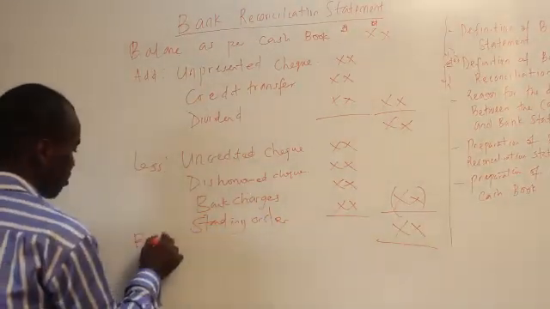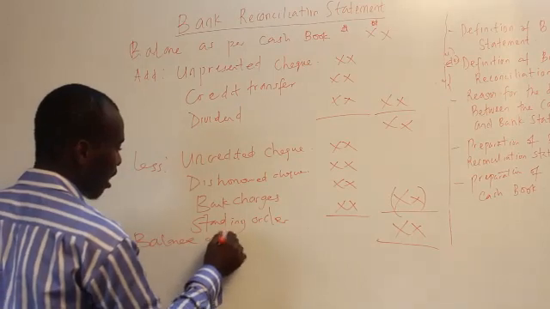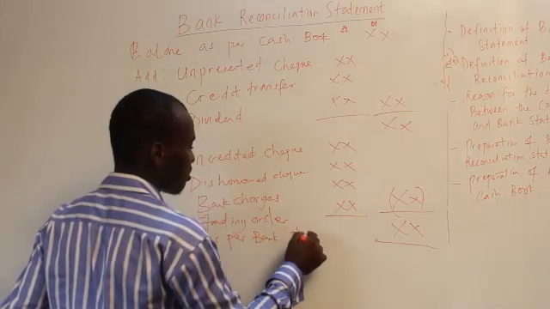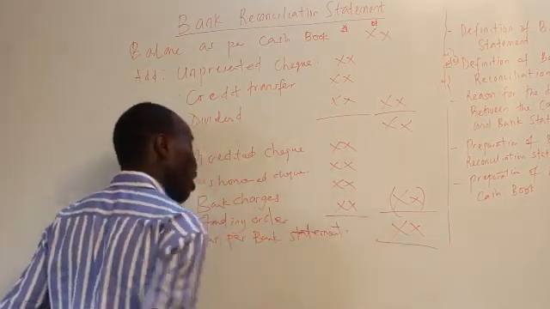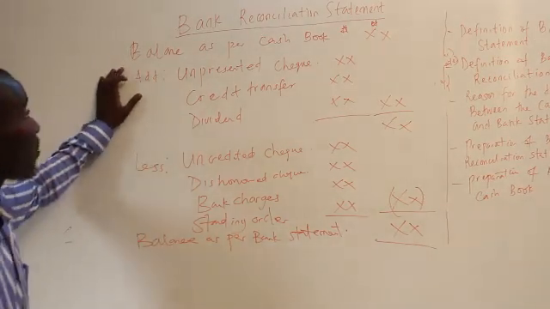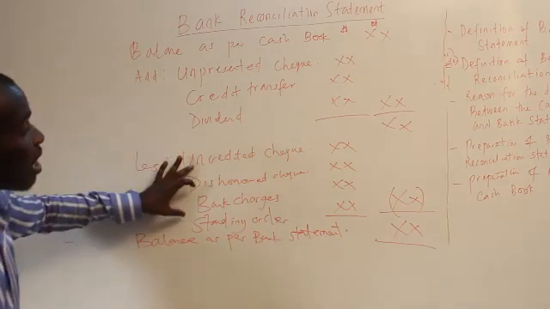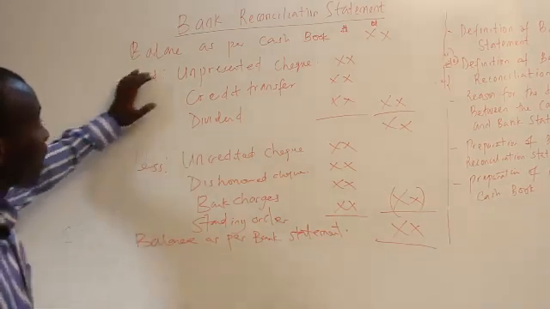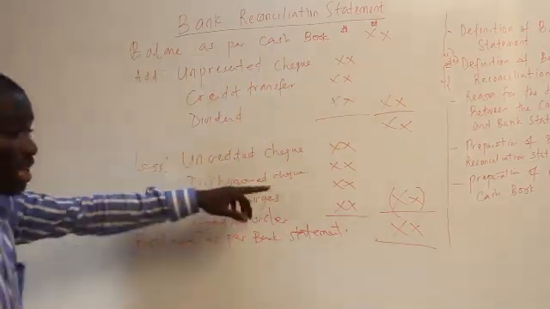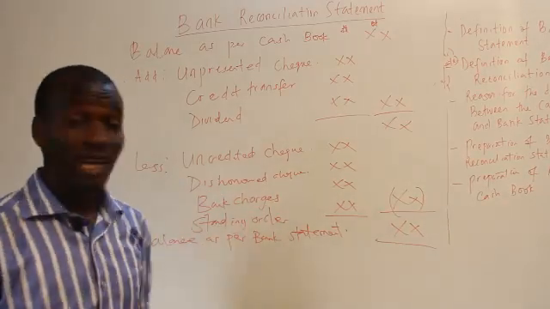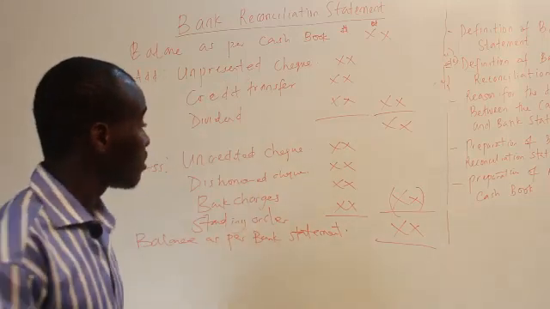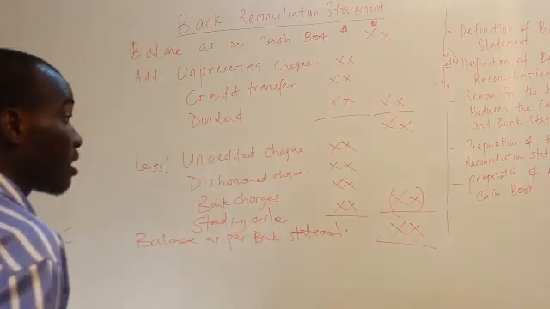The balance as per bank statement. So we can also start with the balance as per bank statement. While starting out with the balance as per bank statement, that means we are going to add this and deduct this. So if for instance we have balance as per bank statement in this place, what we are going to add is going to be uncredited check, dishonored check, bank charges, standing order, then we deduct unpresented check, credit transfer, and dividends. So let's take an illustration.